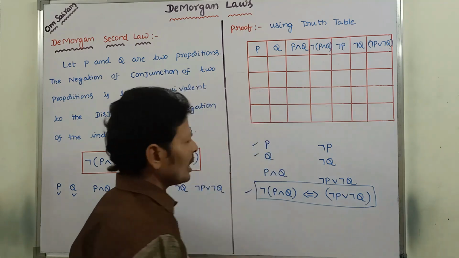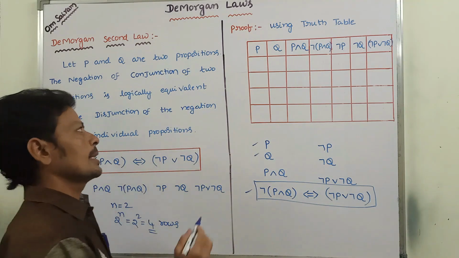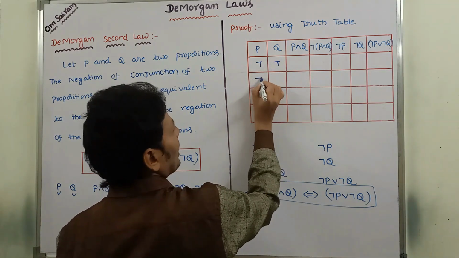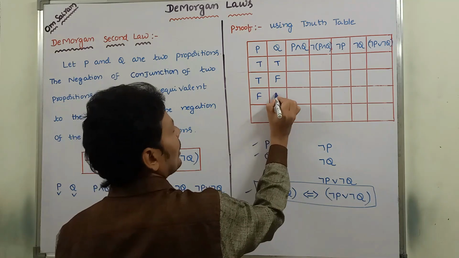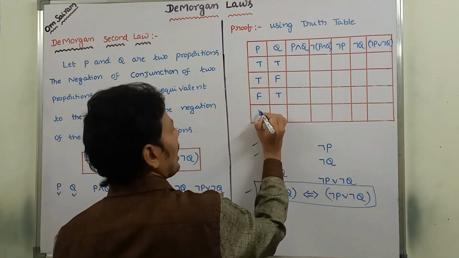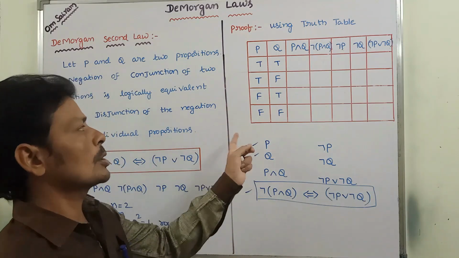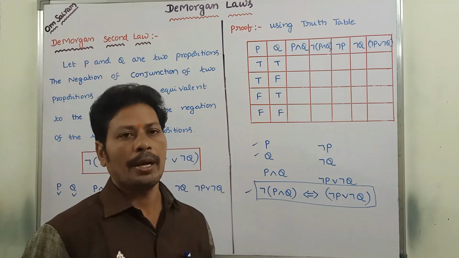Now, what are the 4 possible truth values we are getting? That is P value true, Q value true. P value true, Q value false. P value false, Q value true. P value false, Q value false. These are the 4 possible truth values of propositions P and Q.